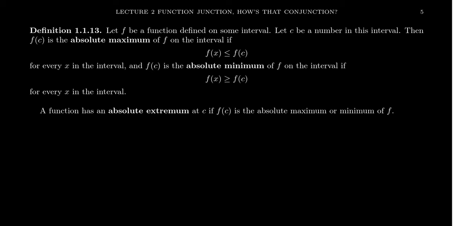But the absolute maximum is referencing the very biggest y-coordinate in the range of the function. And similarly, the absolute minimum will describe the very smallest y-coordinate in the entire range. And then absolute extrema means it's either an absolute maximum or absolute minimum.